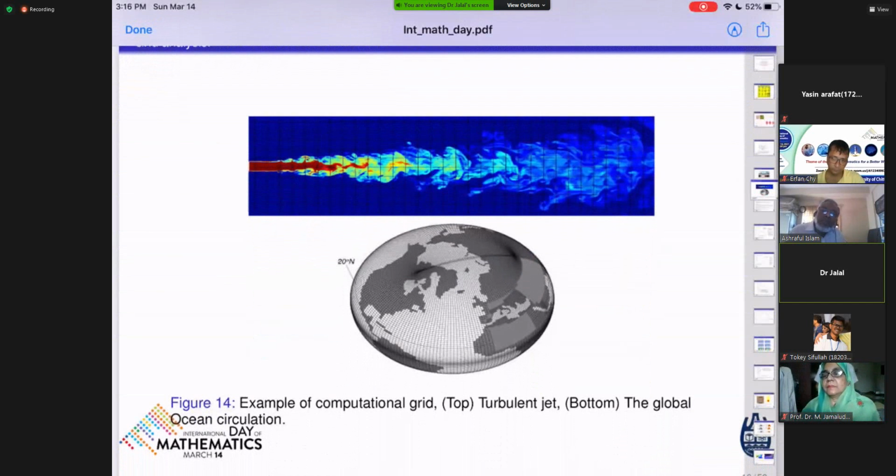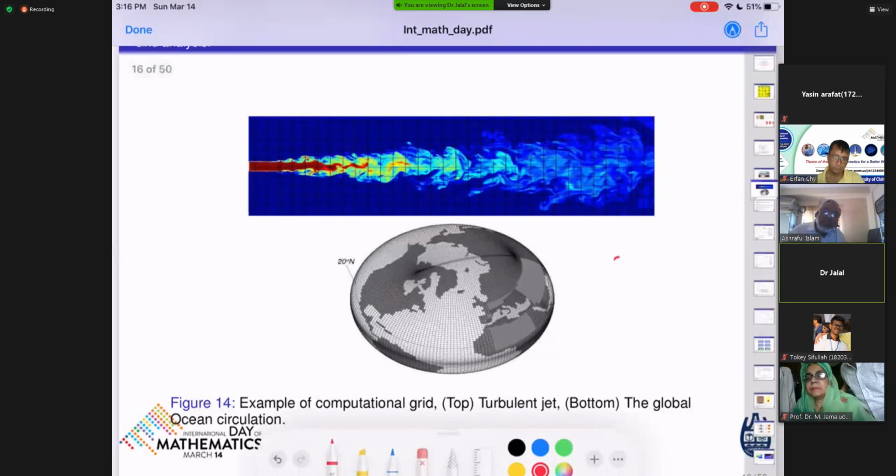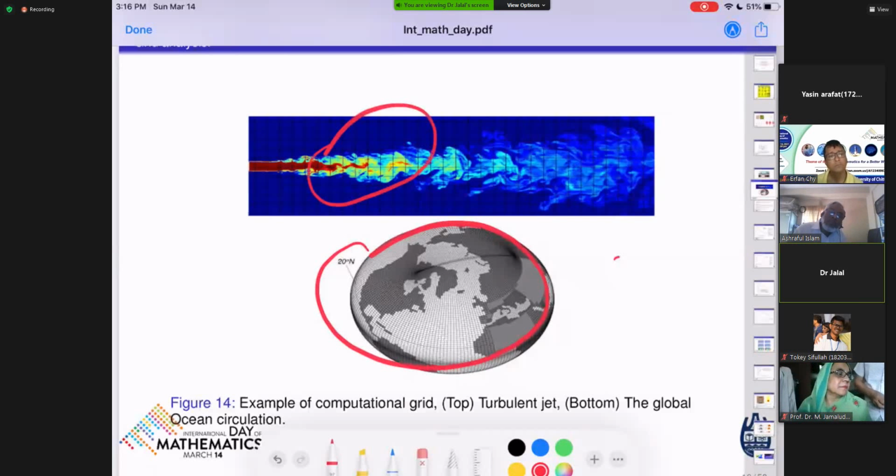Why do we need grid generation? In computational mathematics, computational simulation, or computational science, we need to have grid generation. You are familiar with grids in numerical analysis. So this one is the whole world. We have divided it into some grid, and this is a very simple turbulent jet. This is the simple turbulent jet with the grid. Grid means the two points, this and this part, and this is called the grid size. Okay.